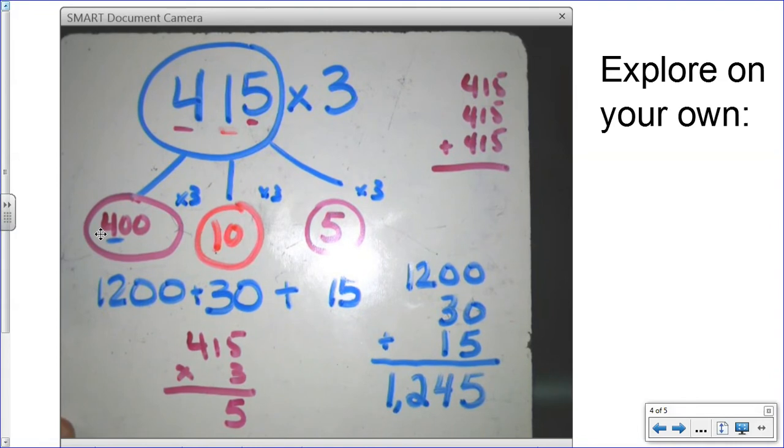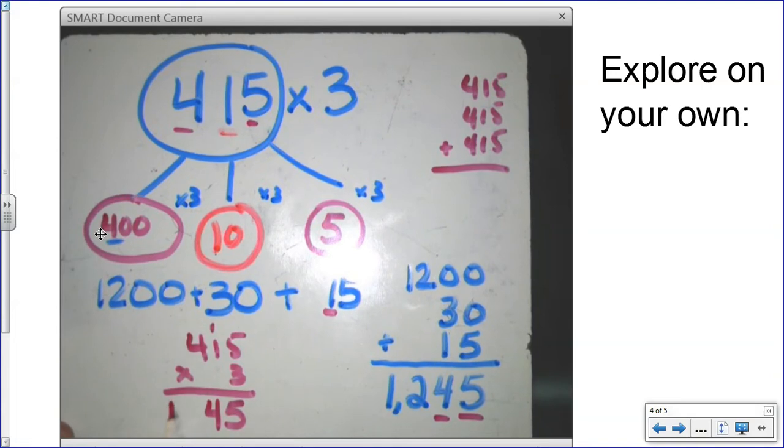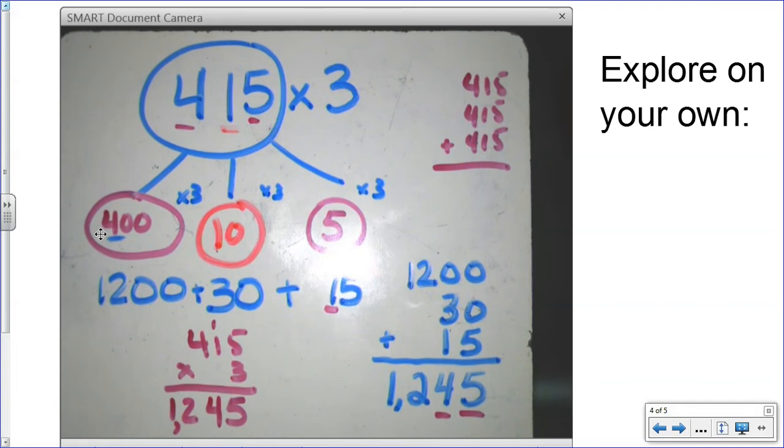I write down my 5 in my ones place, and I'm carrying that 1 ten over into my tens place. 3 times 1 ten is 3 tens, plus the 1 ten that I carried before. Well, that's 4 tens. So I had my 30 from 10 times 3, and then I had the extra 10 from the ones that I carried over. So far, my answer matches. Now I have 3 times 4 hundreds is 12 hundreds, or 1,245.